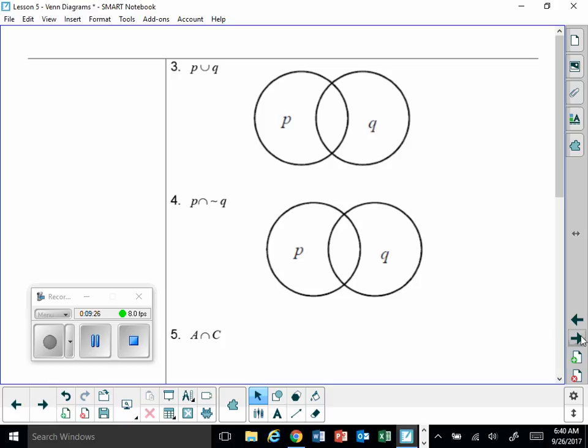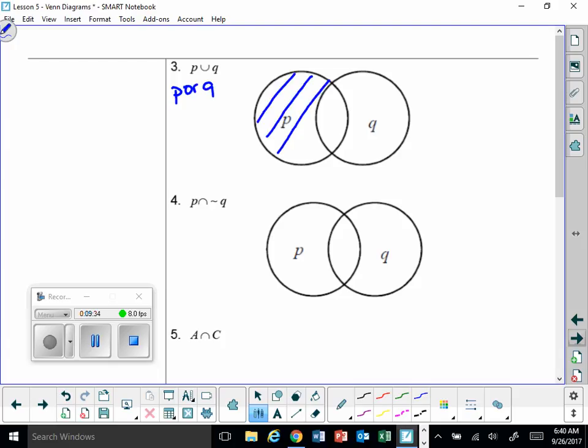Number 3, P or Q. Okay, it means in either one. So everything in both of these circles. Ooh, this one is interesting.